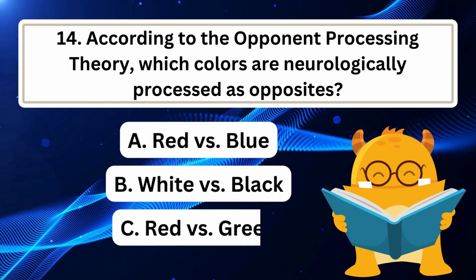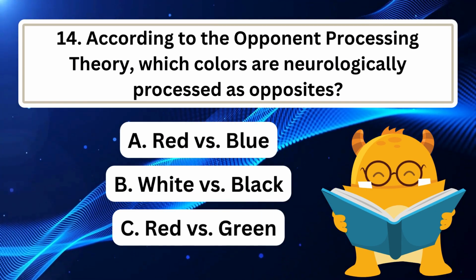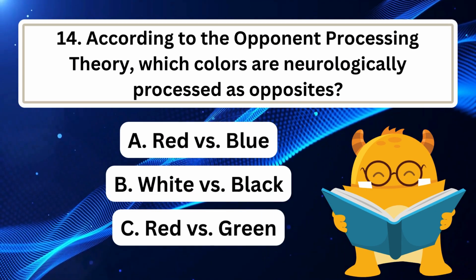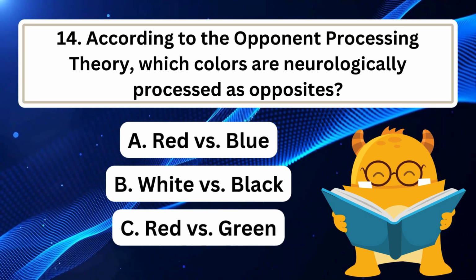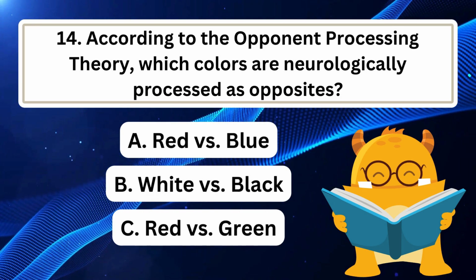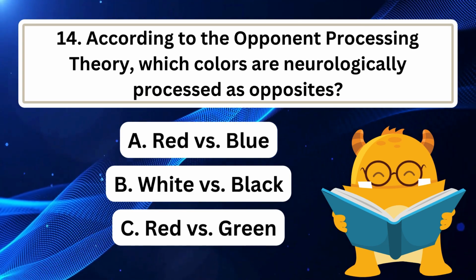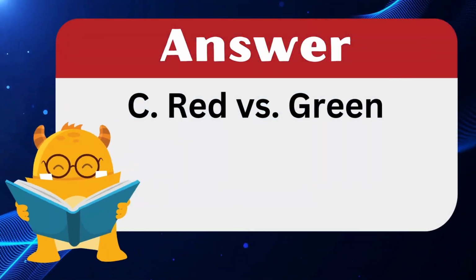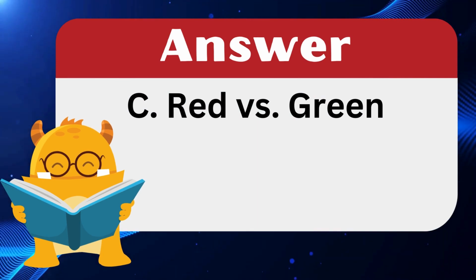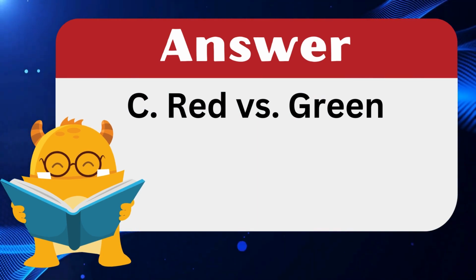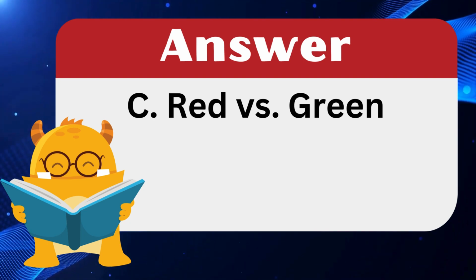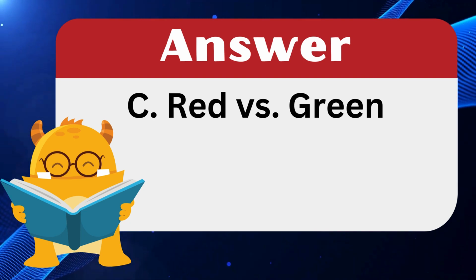14. According to the opponent processing theory, which colors are neurologically processed as opposites? A. Red versus blue. B. White versus black. C. Red versus green. C. Red versus green. Opponent processing theory suggests neural processing of opposite colors like red versus green.